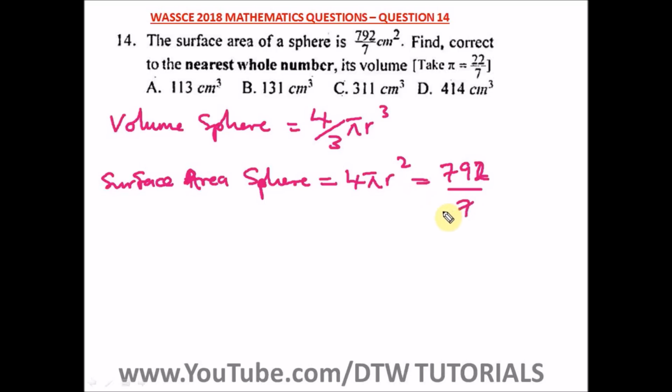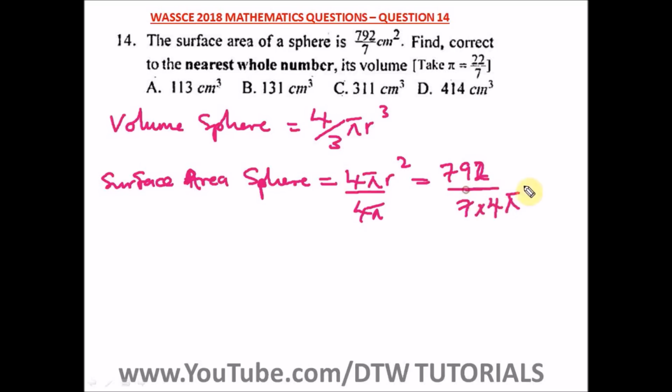Okay, let's do this together. From here, how do we get r squared? I hope you remember that change of subject of formula. For r squared to stand alone here, all we need to do is divide both sides by 4 over pi. So this will be divided by what? 4 over pi.